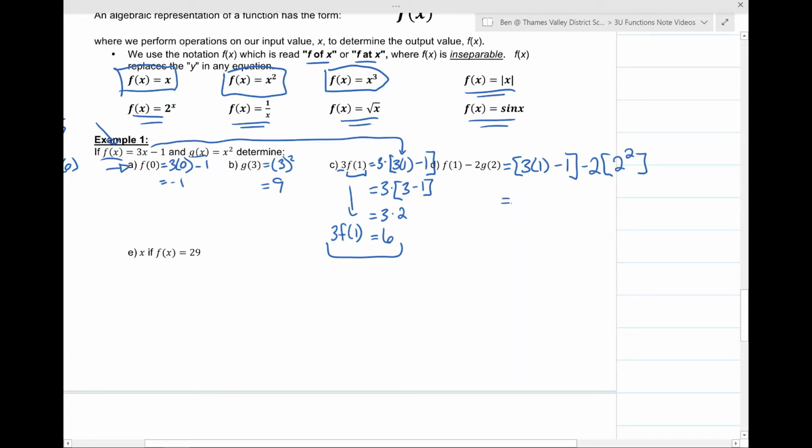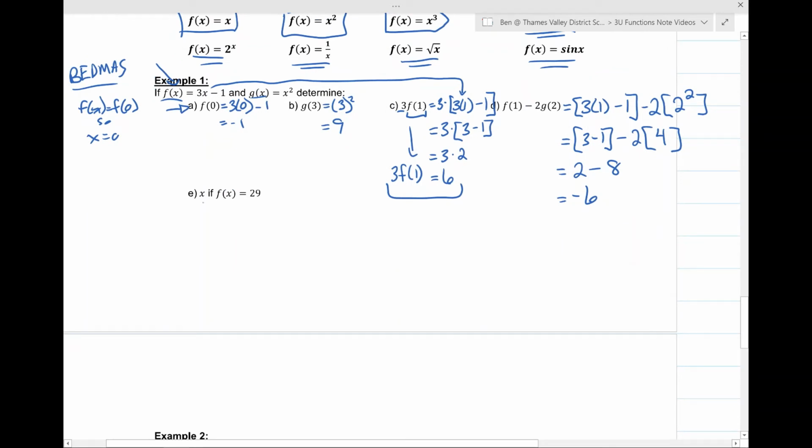Again, we'll follow our BEDMAS here. 3 times 1 minus 1, that's 3 minus 1 when I'm evaluating my f, minus 2 times 2 to the power of 2. That's 4. And if we simplify that even further, that brings us to minus 2 times 4, which is 8. So 2 minus 8 is negative 6.